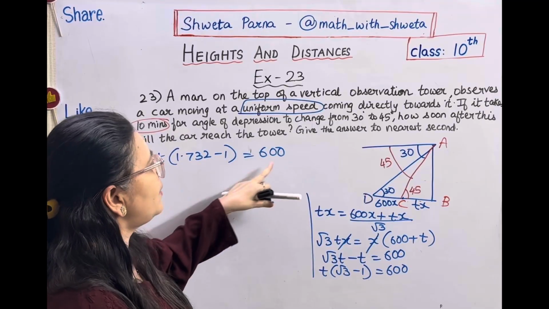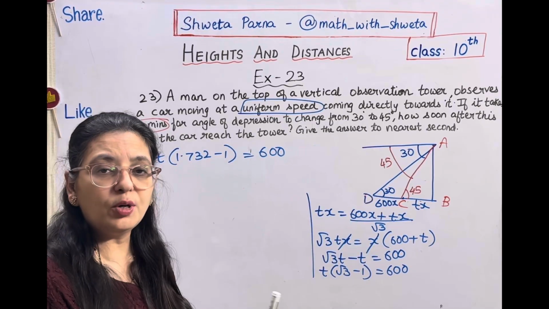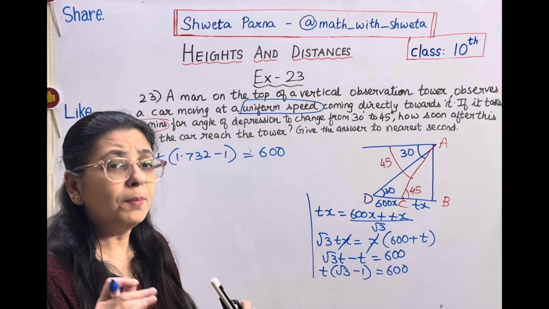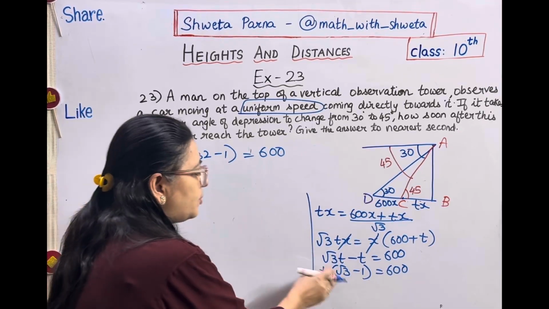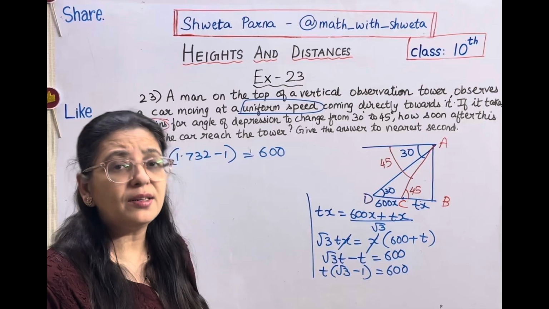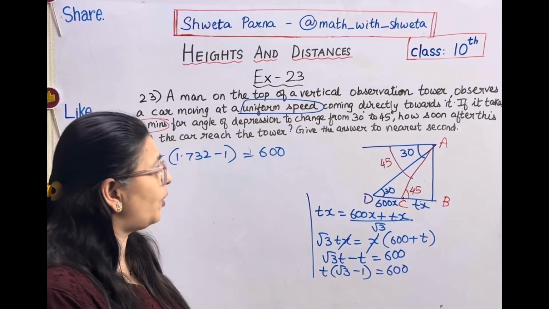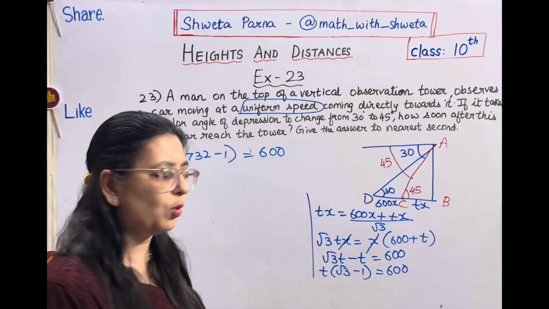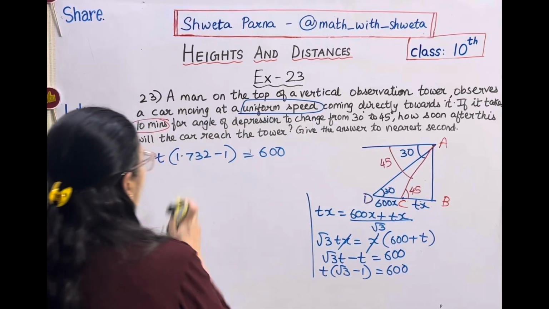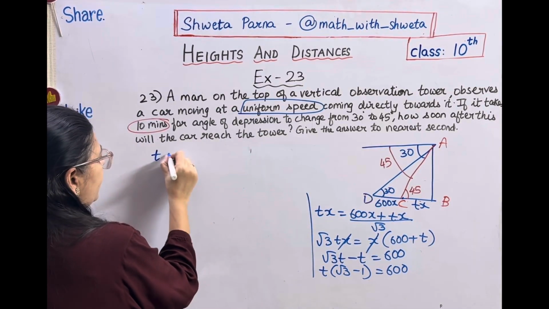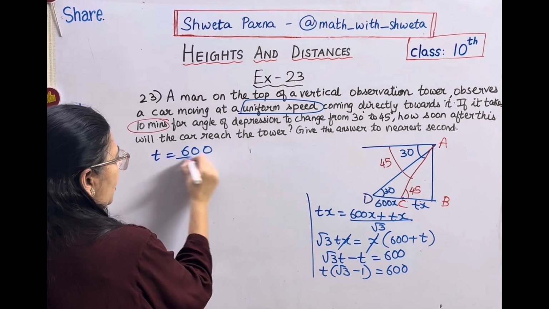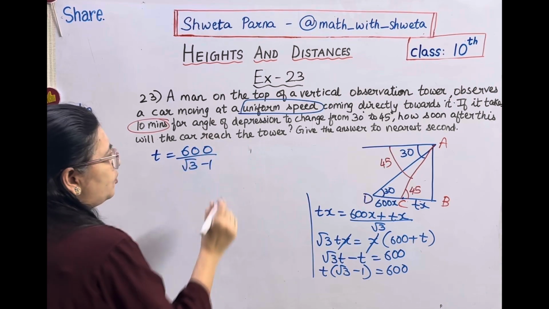So, t will be 600 upon 0.732. But we have to make the calculation easier. So, instead of substituting the value, what we can do is rationalize. It's difficult to do the division. You will waste more time. So, instead of this, I can just write it as t is equal to 600 upon root 3 minus 1.